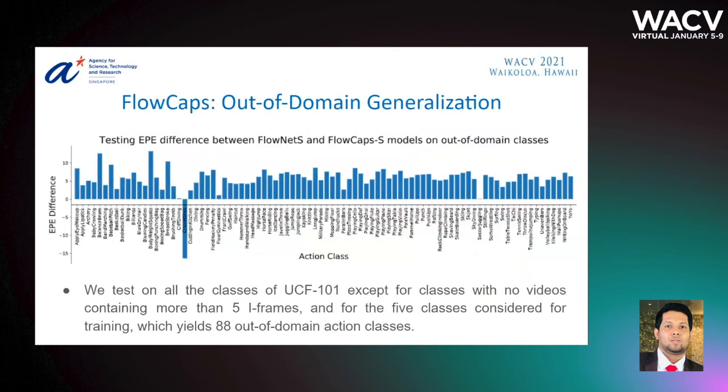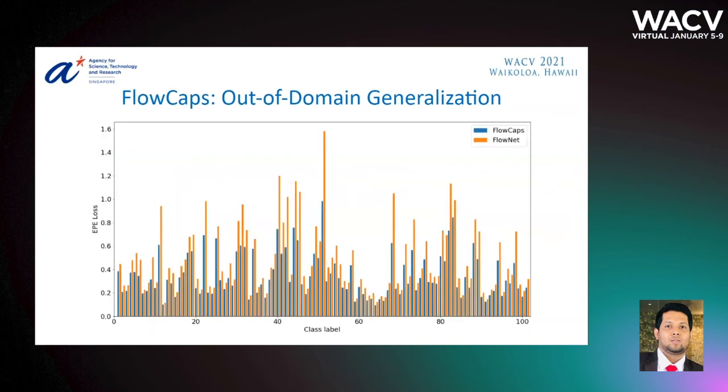To evaluate the out-of-domain generalization capability of FlowCaps, we train on 5 classes of UCF and test on 88 other classes. This figure shows the differences in the testing APE values obtained from the 2 models for these out-of-domain classes. Except for one class, FlowCaps demonstrates better generalizability over FlowNet over all the action classes.